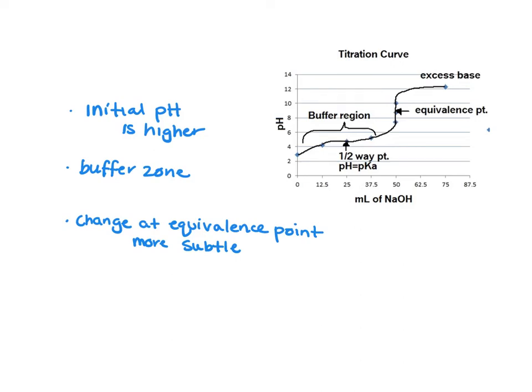With this video, we're going to go over a weak acid and strong base titration. A few things to think about conceptually before we get into the calculations: when you look at a graph of a weak acid strong base titration curve, you're going to notice that the initial pH is higher than if we had a strong acid strong base curve. And we also get what's called the buffer zone.